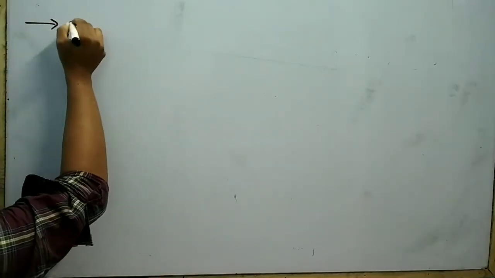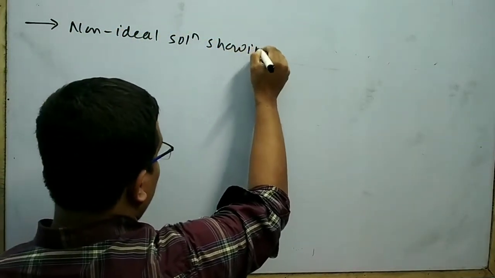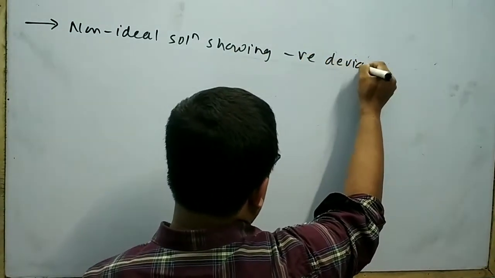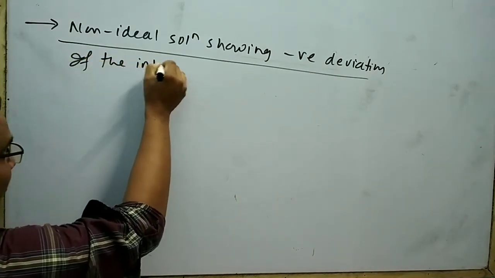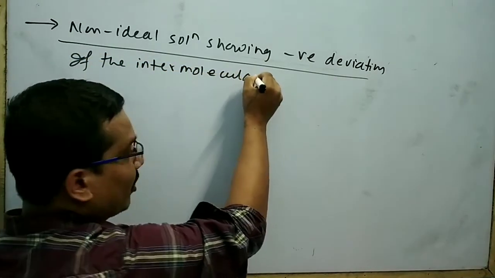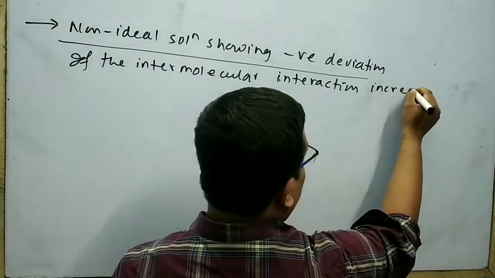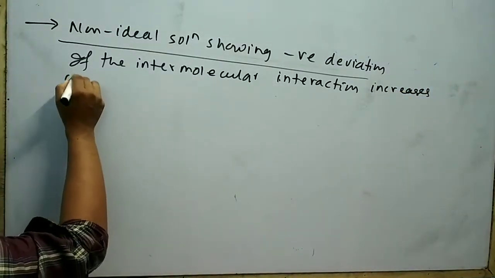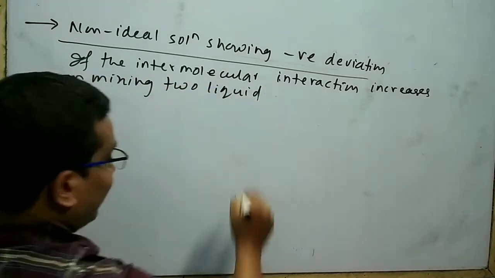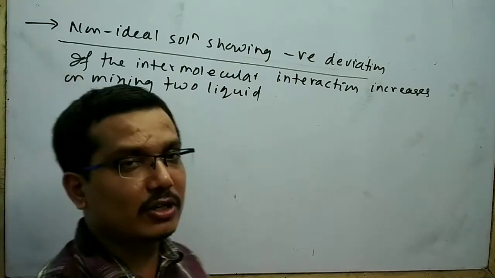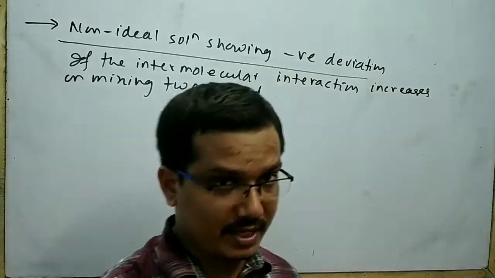Next I will discuss about the non-ideal solution showing negative deviation. If the intermolecular interaction increases on mixing two liquids, then such type of non-ideal solution is considered as non-ideal solution showing negative deviation.